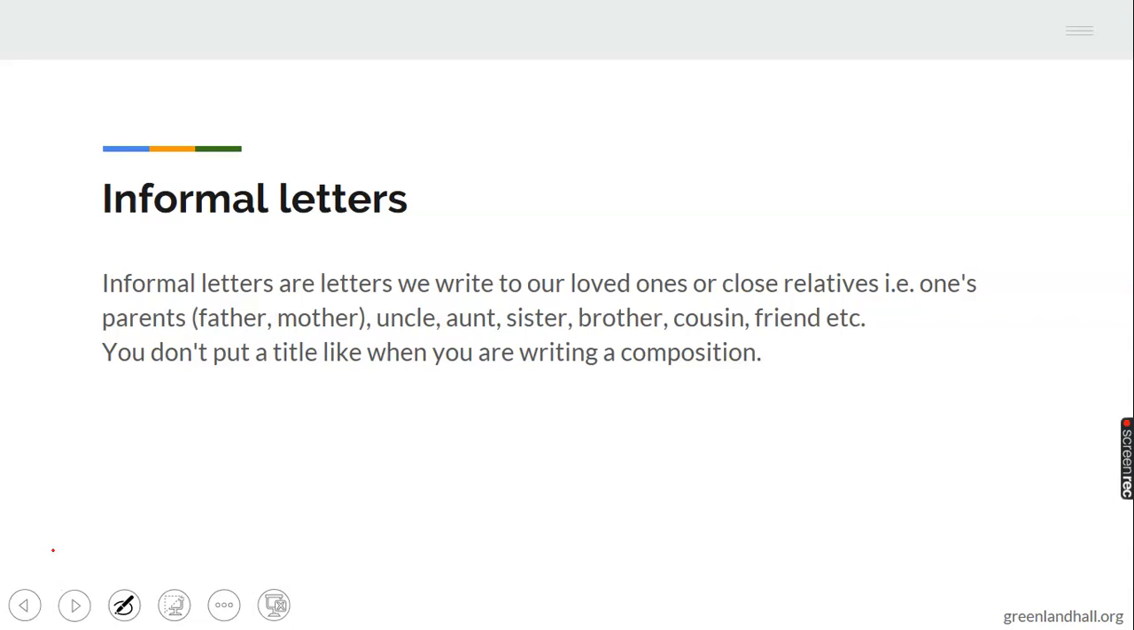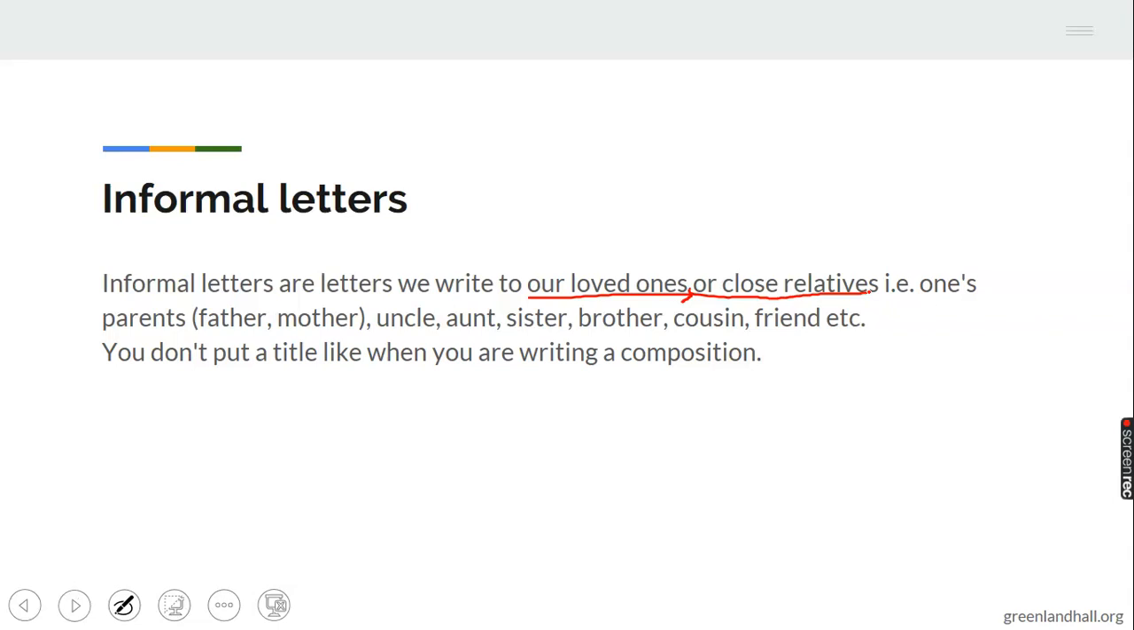Informal letters are letters we write to our loved ones or close relatives. That is, people who are very familiar to you, people you know so well that you are very free with. They include your parents, your father, mother, your uncle, your aunt, your sister, your brother, your cousin, your friend, etc. They are people you are very close to, and because of that, you speak freely with them.